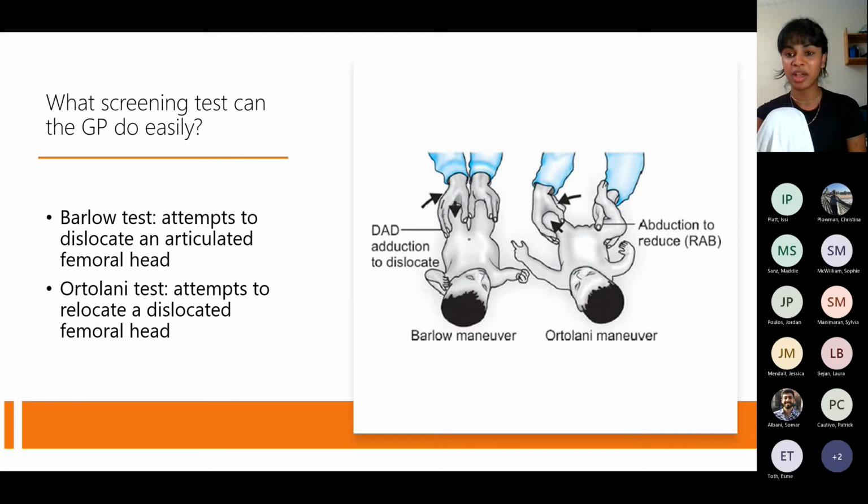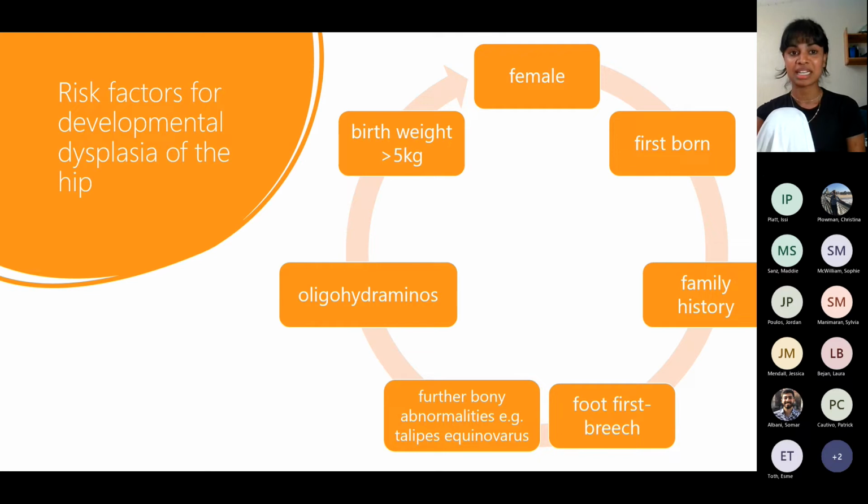I think some of you might have the all the F's mnemonic down, because that's the way I learned it. Female, firstborn, foot first, family history, further bony abnormalities, like clubfoot, for example, which puts them at increased risk of having DDH, and oligohydramnios, so reduced amniotic fluid in the mother's placenta, and then increased birth weight. I would learn the oligohydramnios one, because it's easier to learn the rest, but SBAs can try to trick you with it being either poly or oligo. So I've learned that, and that's just rote learning, to be honest.